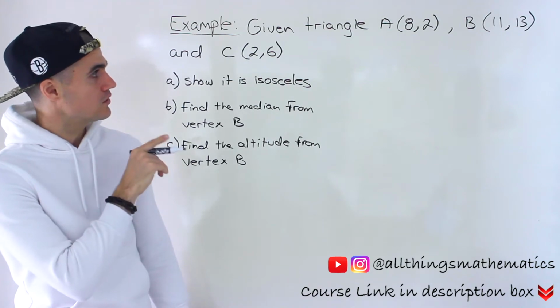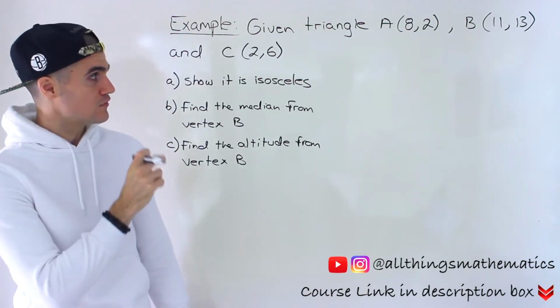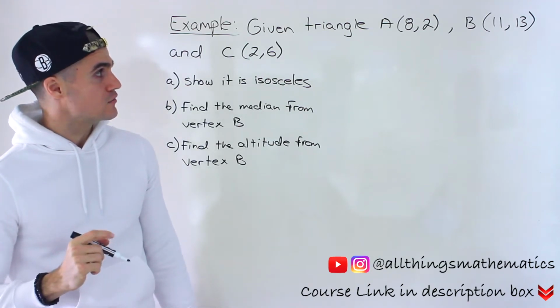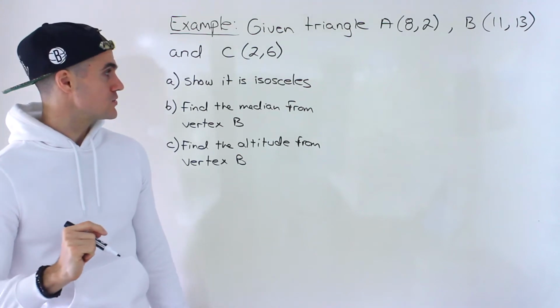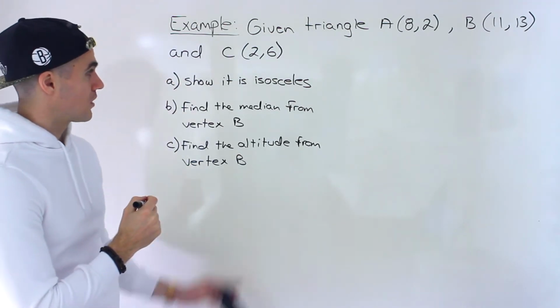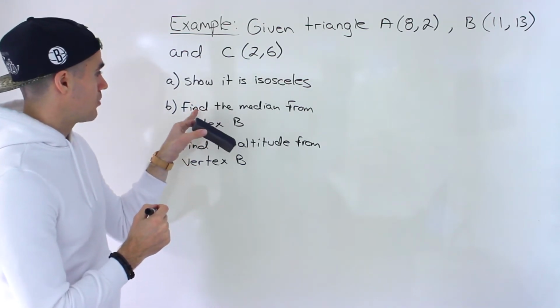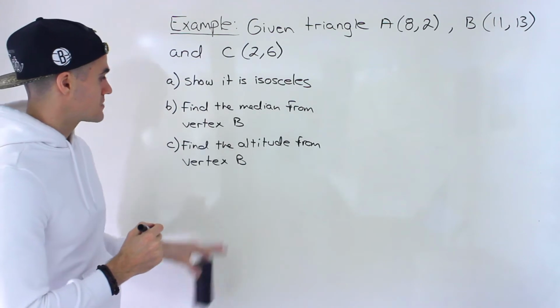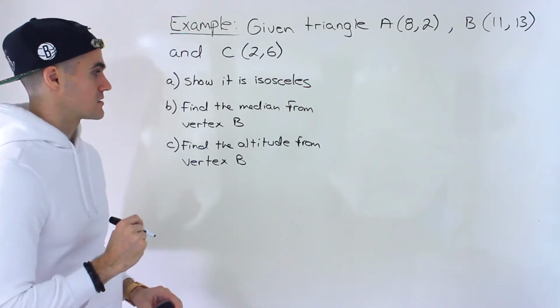So given triangle A, the vertex A has a coordinate (8, 2), the vertex B has a coordinate (11, 13), and C has a coordinate (2, 6). And given that triangle, we have to, in part A, show that it's an isosceles triangle, then in part B, find the median from vertex B, and then in part C, find the altitude from vertex B.